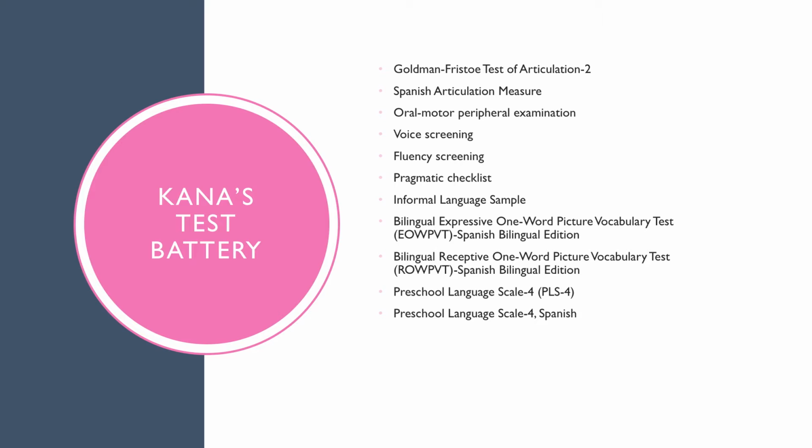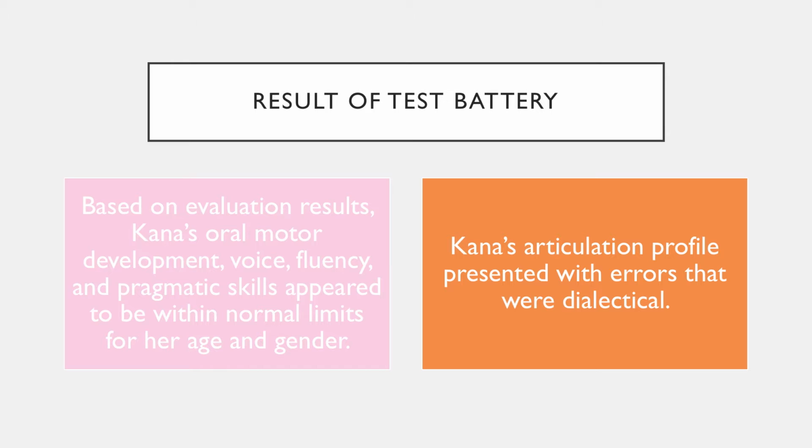Here we have listed Kana's test battery. Result of test battery: based on evaluation results, Kana's oral motor development, voice, fluency, and pragmatic skills appear to be within normal limits for her age and gender. Kana's articulation profile presented with errors that were dialectical.